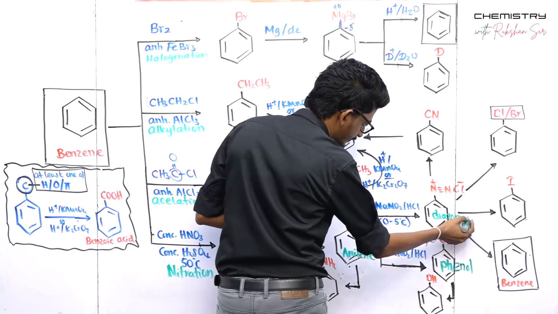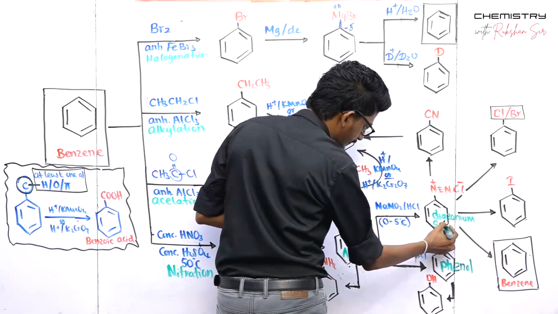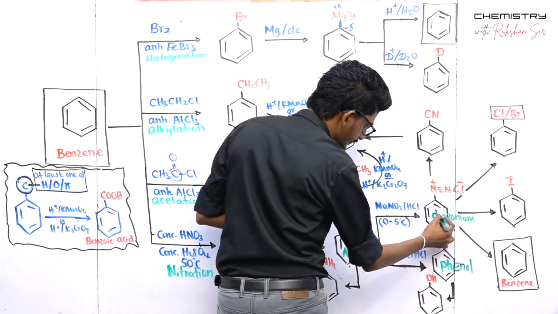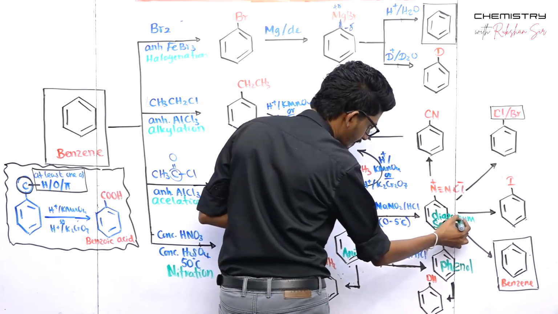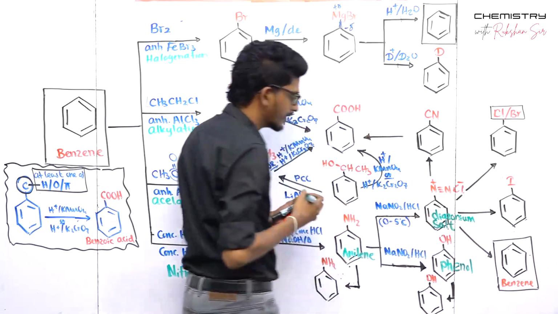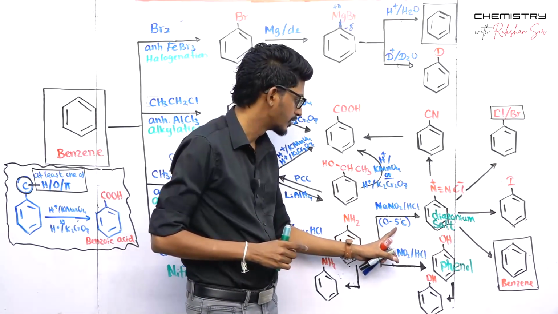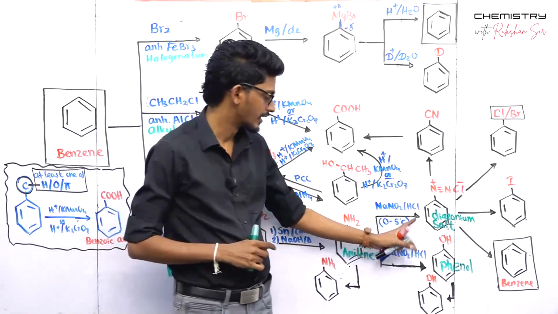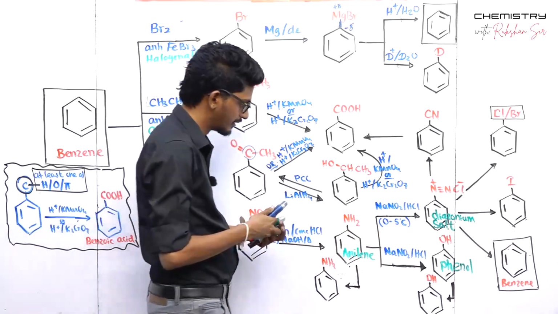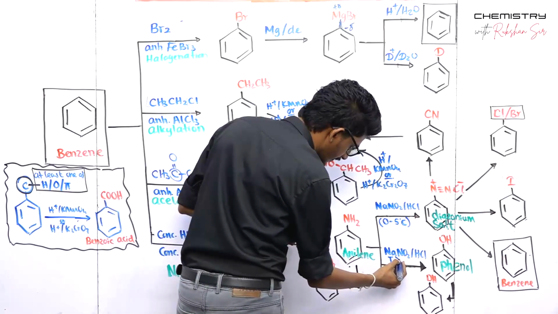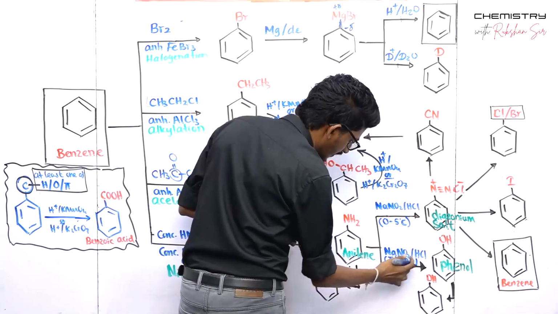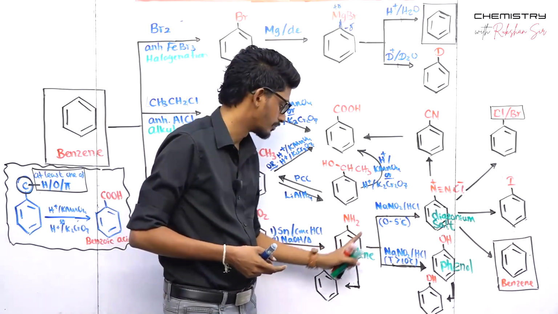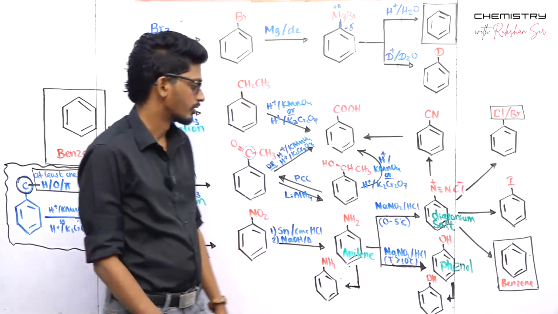Diazonium salt, referred to as diazonium salt, right? That can be made by adding the same NaNO2/HCl but at 0 to 5 Celsius, a very low temperature. The temperature should be clearly mentioned for diazonium salt: 0 to 5 Celsius. If the temperature is greater than 10 Celsius, room temperature will give you the phenol. If you add the same reagent at very low temperature, the aniline will produce the diazonium salt, right?